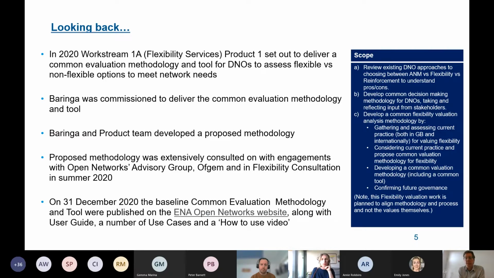And if you've been following the programme, you'll see how the methodology and our responses, or how we responded to all of your comments, and how the methodology was amended accordingly. Pleased to say that when we got to the end of last year, we published both what we are calling the baseline common evaluation methodology, the tool, and then lots of associated material like a user guide and a set of use cases and a how-to video. All of them are on the ENA website for you to look at, and we're going to deep dive later on in this session with Chris on the actual tool itself.